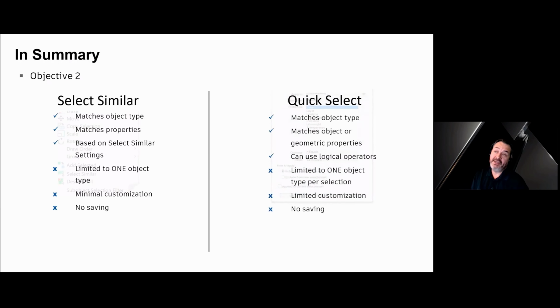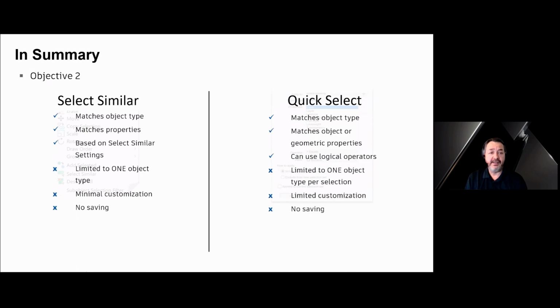Select Similar can match by object type. It matches the properties, and it's based on the Select Similar settings that define how broad or narrow its reach is. But we're limited to one object type, and there's really not much customization aside from those settings, and there's no saving. Every instance, it's going through from the start again, aside from the settings.